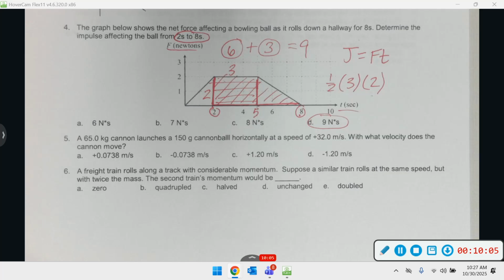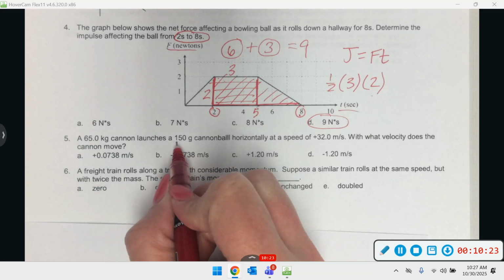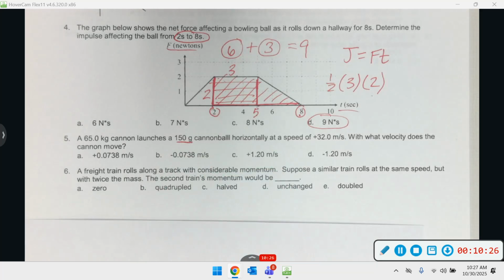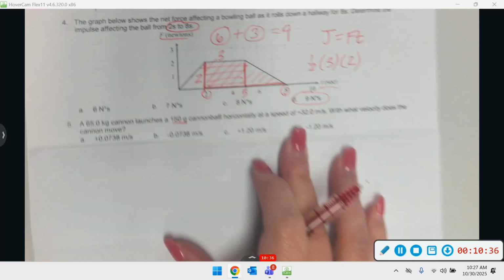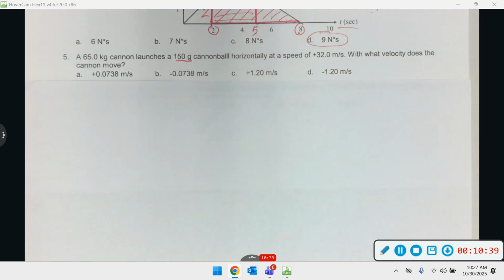Number 5 says a 65 kilogram cannon launches a 150 gram cannonball horizontally at a speed of 32 meters per second. With what velocity does the cannon move? First things first, before I get into this at all, I want to point out that this says grams. If you read the question and you see grams, you need to have red flags going off in your head that say, I need to do a unit conversion, because you do. Okay, so let me move this up so I can have more space to work. All right, so I already know that's going to be a problem.